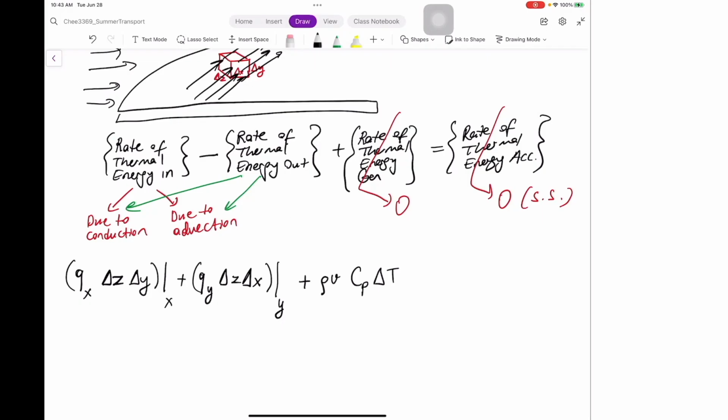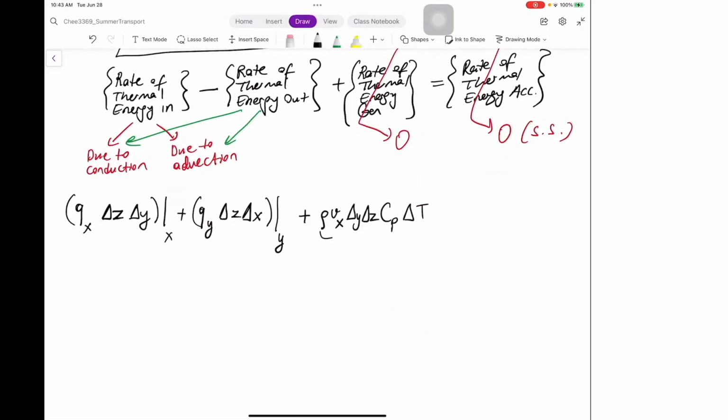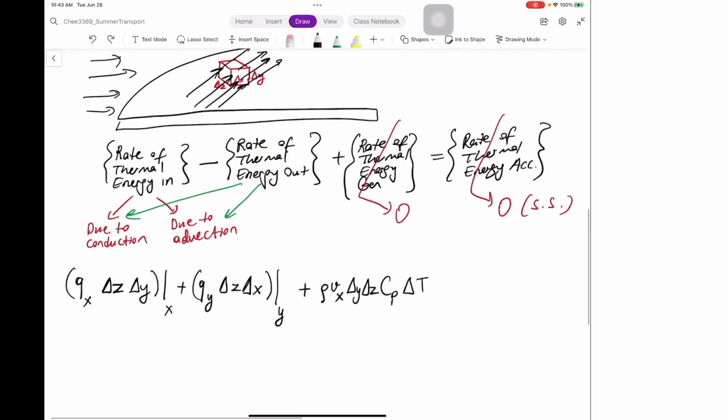Velocity along the x direction times velocity times the area. It means delta y delta z. Okay, any question about this term? So this tells you how much energy is entering the phase, which is delta z delta y.